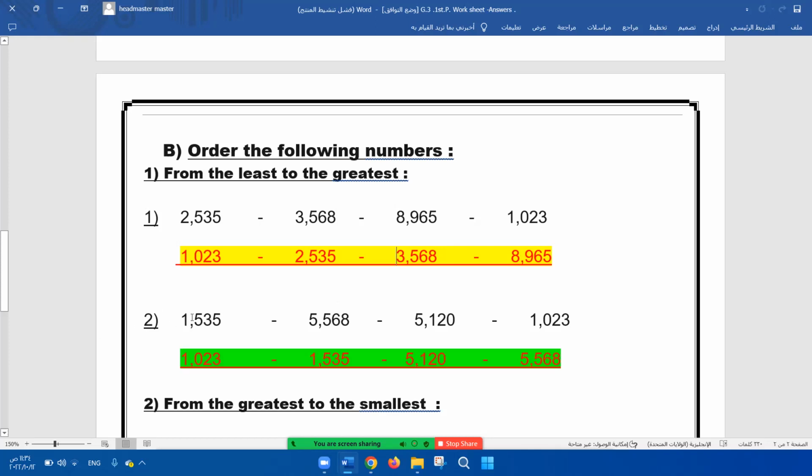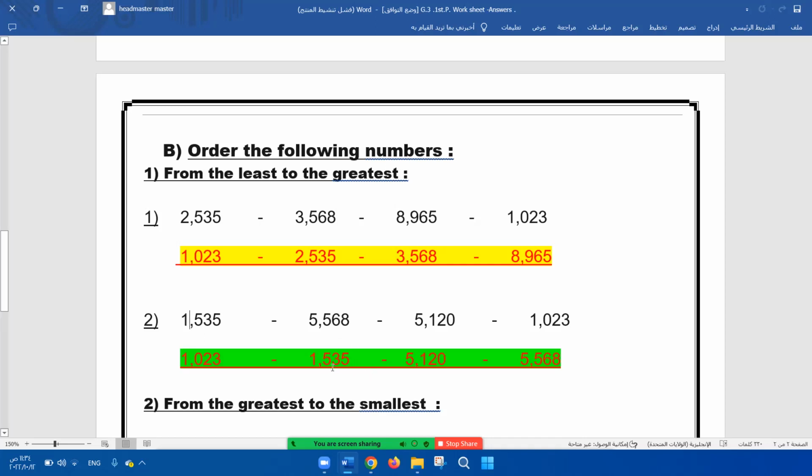Question 2. Also here, we order the numbers from least to greatest. The first number, 1,535, the second, 5,568, the third, 5,120, the last one, 1,023. What is the smallest number here? 1,023. It has 1 in thousands place, so it's the smallest one. And what about the next one? The second number will be 1,535, which also has 1 in thousands place, because it has 1 and 5, so it's greater than 1,023. So this is the second number.